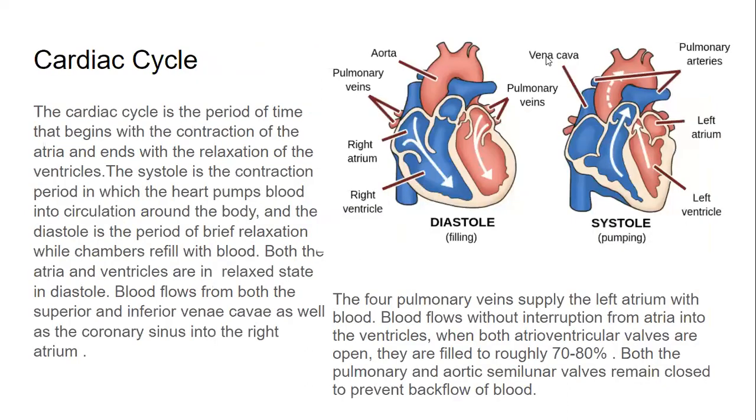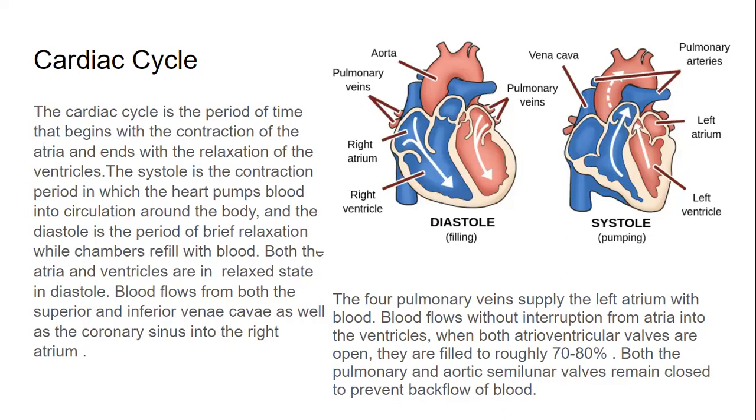Okay, so let's get into the cardiac cycle. The cardiac cycle is the period of time that begins with the contraction of the atria and ends with the relaxation of the ventricles. The systole is the contraction period in which the heart pumps blood into circulation around the body, and the diastole is the period of brief relaxation while chambers fill with blood. Both of the atria and ventricles are in a relaxed state in diastole.